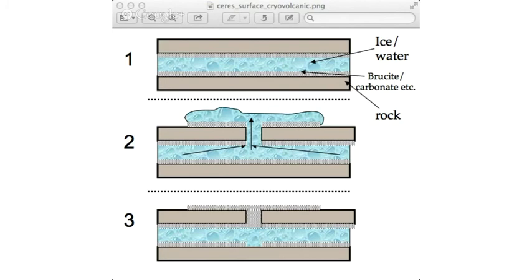So hopefully we'll be able to determine which of those two things is going on at Ceres. Certainly, when Dawn shows up, it'll give us a lot more data, a lot closer images, and hopefully that'll help us out.